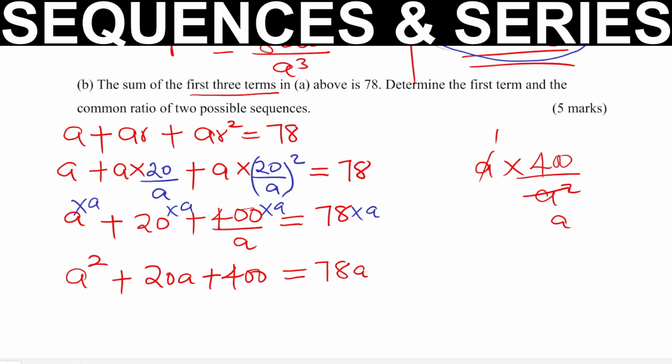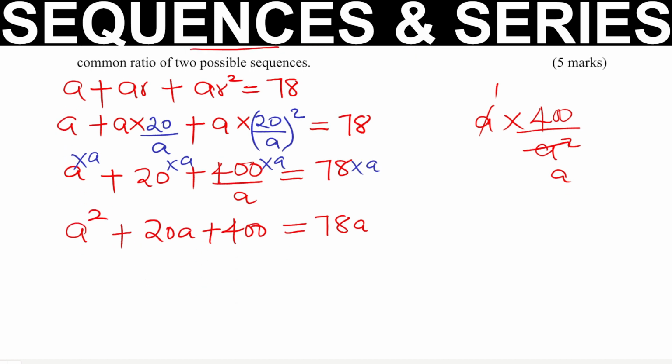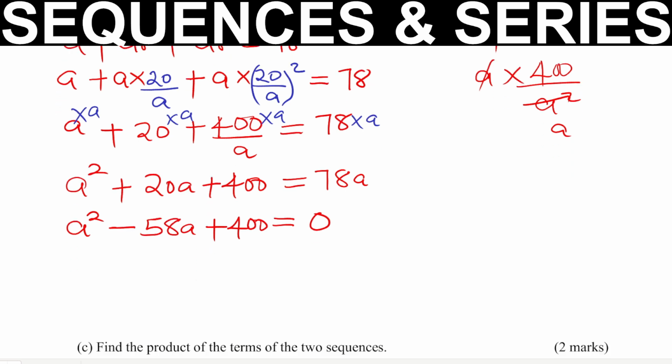Now, because notice that this one is a quadratic, forming a quadratic equation, we need to reorganize this, bring everything from the right hand side, take 78A to the left hand side. You will have A squared plus 20A minus 78A. It will give minus 58A plus 400 is equal to 0. So this one is a quadratic equation. We can use any suitable method to solve this.